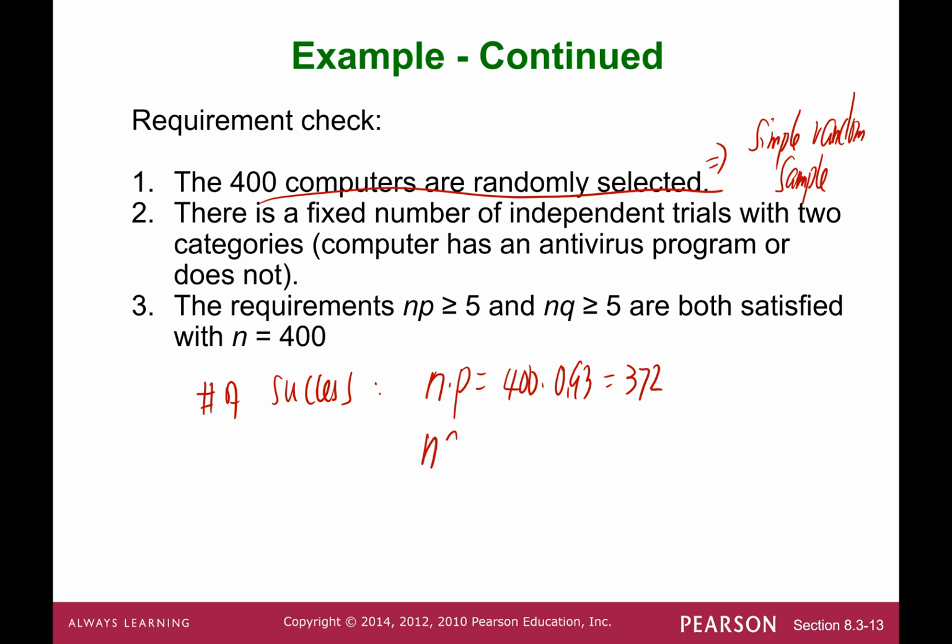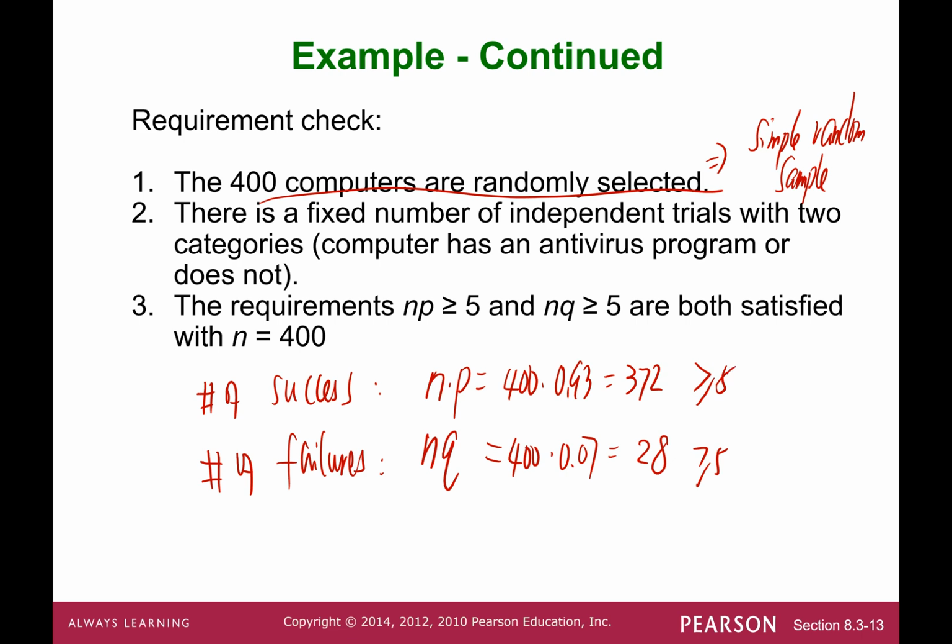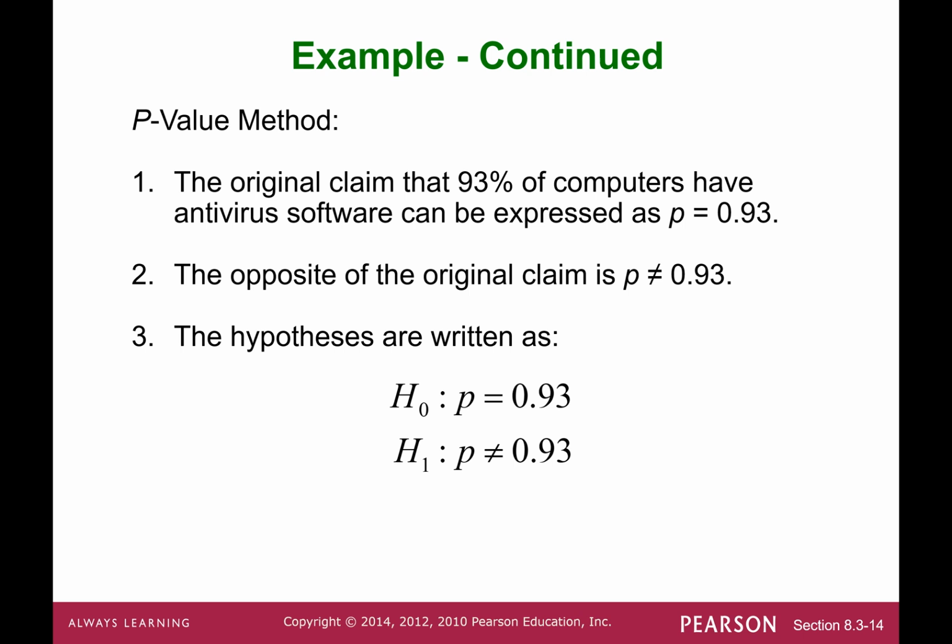Okay, and nq, the number of failures, is 400 times 0.07, which is 28. So they are both greater than or equal to 5. Then we satisfy the third condition, the third requirement.